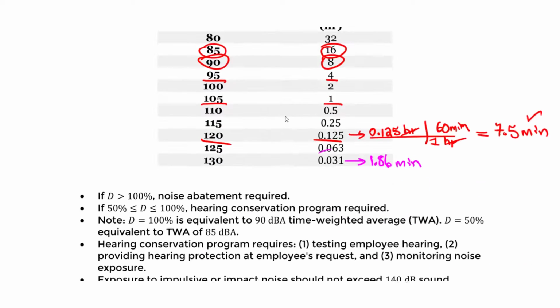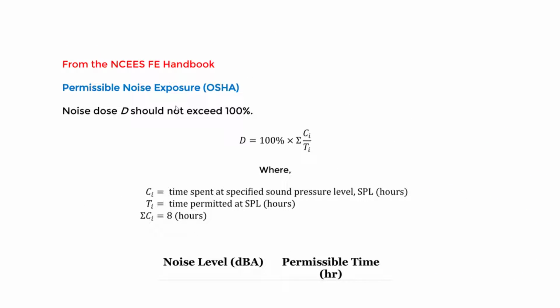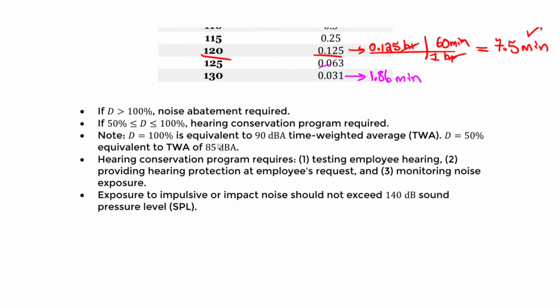Using the FE Handbook, on that same page under permissible noise exposure by OSHA, the Occupational Safety and Health Administration, the noise dose is this. It says noise dose D should not exceed 100%, so it should not be bigger than 100%. If you look at the sentences at the bottom below the table, it says if D is above 100%, noise abatement is required.